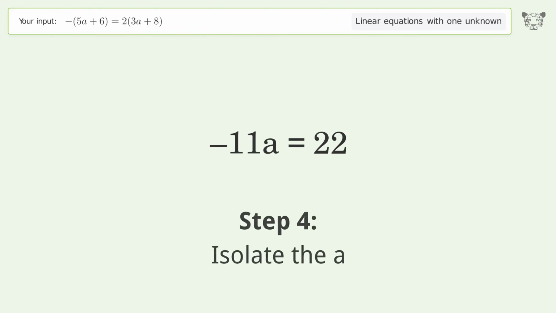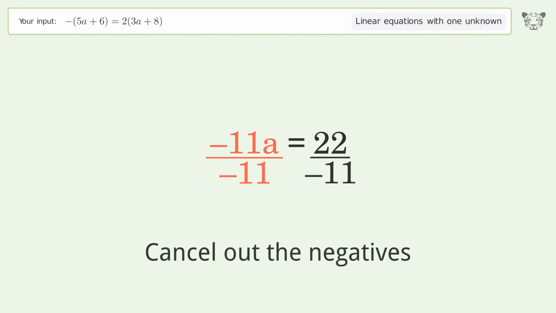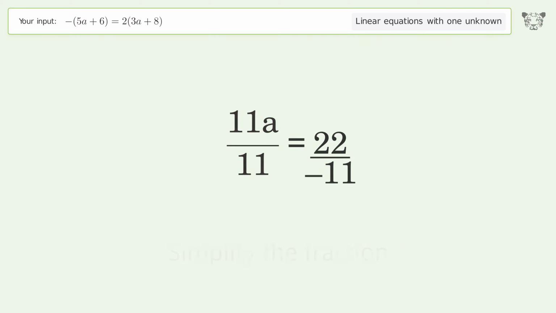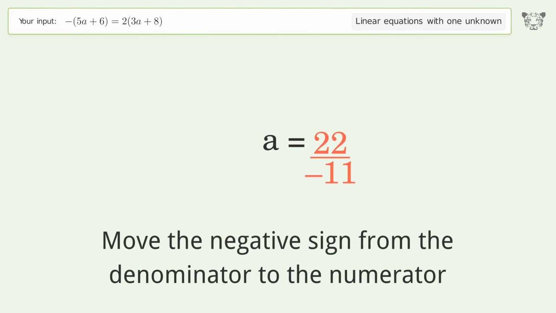Isolate the a. Divide both sides by -11. Cancel out the negatives. Simplify the fraction. Move the negative sign from the denominator to the numerator.